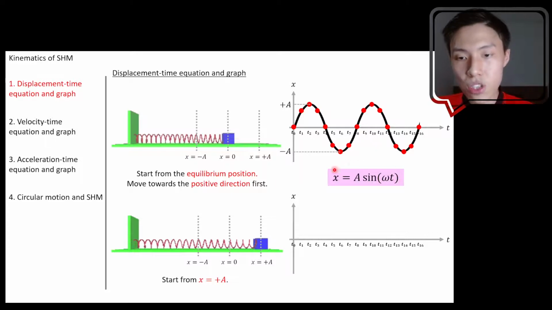Okay, so let's move on to the second situation. Notice what's the difference between the first system and the second system here.